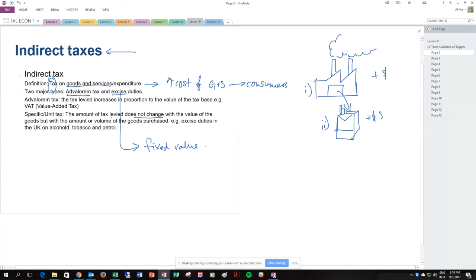Whereas ad valorem, right, is basically what we understand as value-added taxes. So oftentimes there's an increase in proportion or an increase in percentage, right? So for example, in a lot of countries that do have sales tax domestically, oftentimes it's like plus 12% or plus 5% or whatever percent we're talking about.